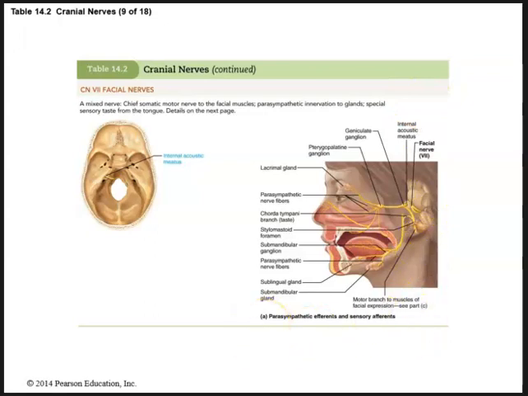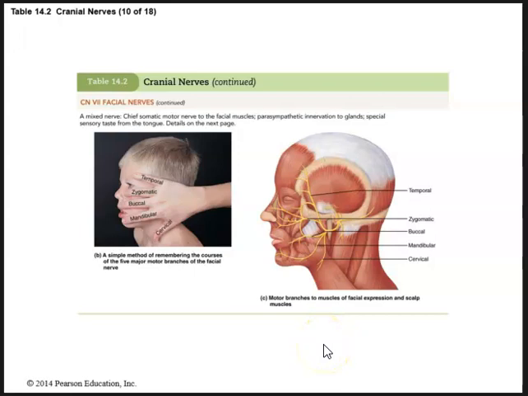Again, you don't need to know the 5 divisions of the facial nerve, the motor branches, but if you did need to know, you could just place your hand on the side of your face and it will show you the different branches of the motor divisions of the facial nerve, their names and where they go, which is kind of cool. But unfortunately, we do not have time for that. Just know that the facial nerve is both sensory and motor, and some of the things that the facial nerve does.